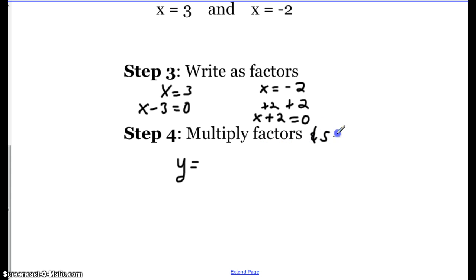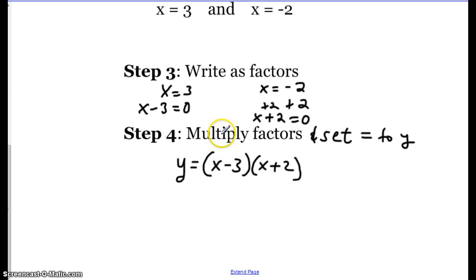Let me add that. So our 2 factors are x minus 3 and x plus 2. Those were the 2 roots they gave us. And now we're going to multiply out our factors. So using FOIL, I would have x squared for my first term.